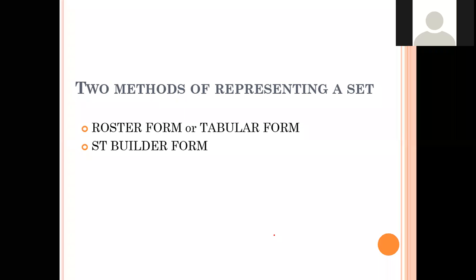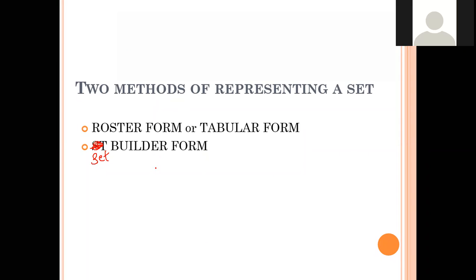Okay. So when you say about sets, there are two methods of representing a set. One is called roster form or tabular form. The other one is set builder form. Now what are these two forms?